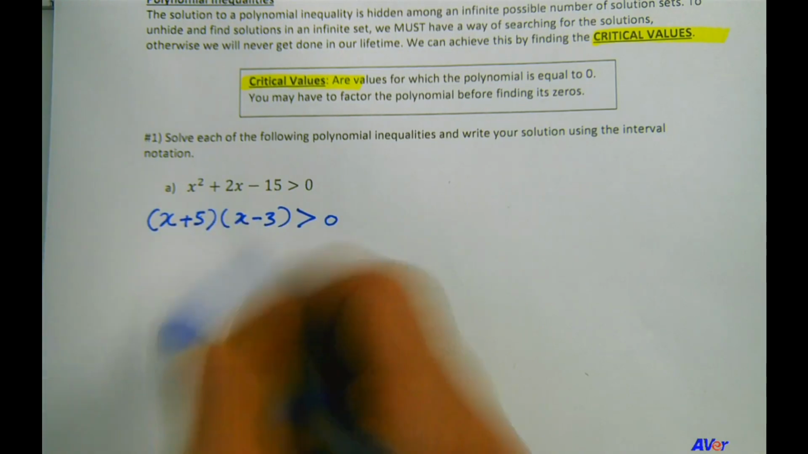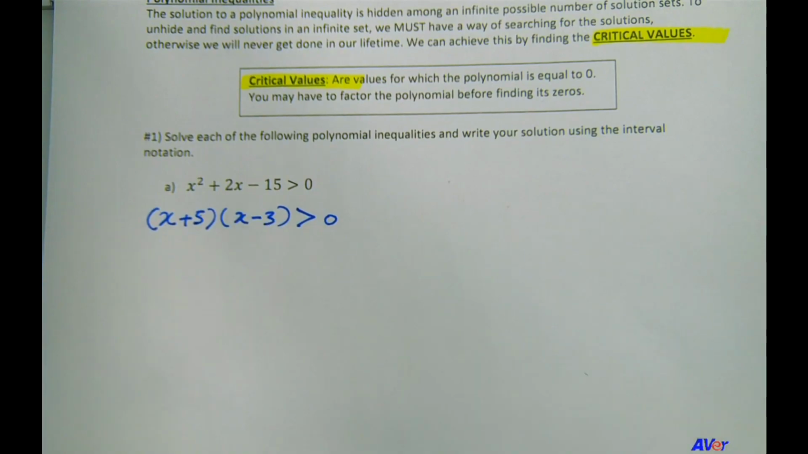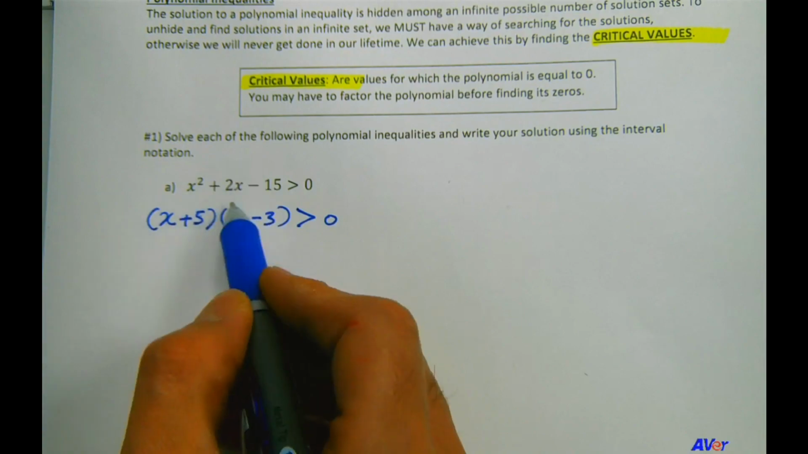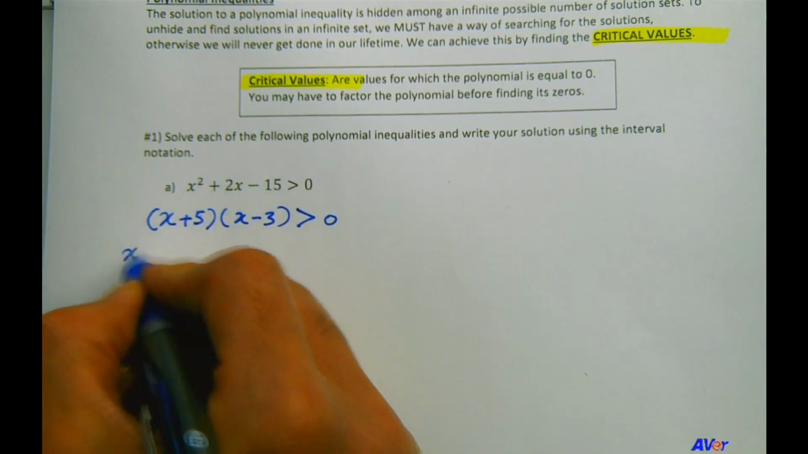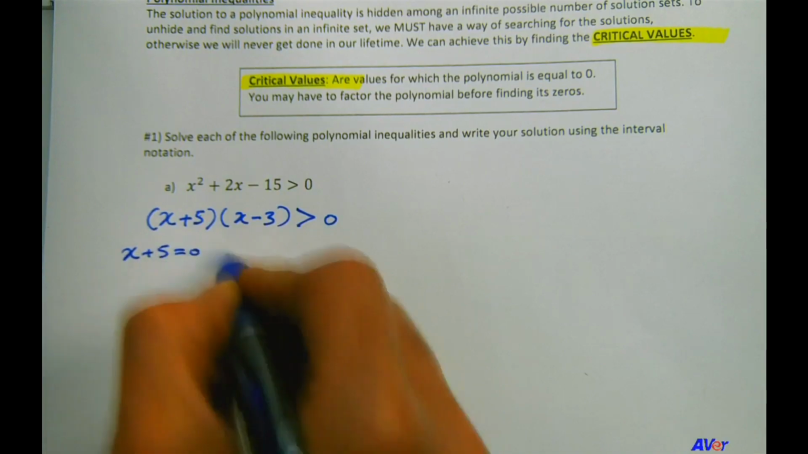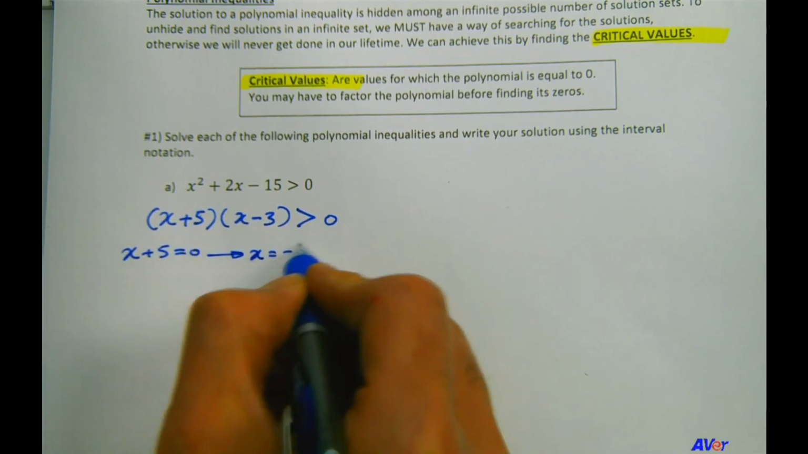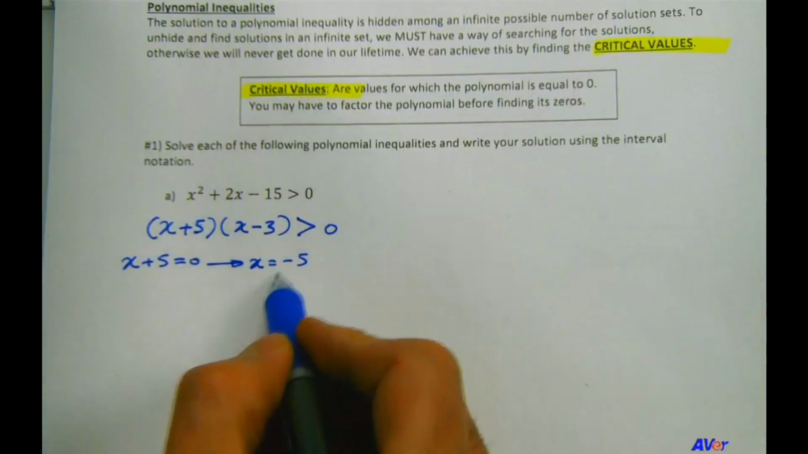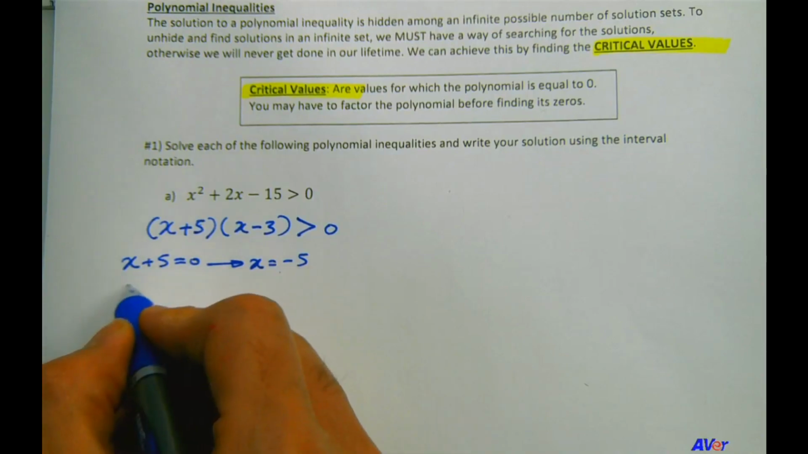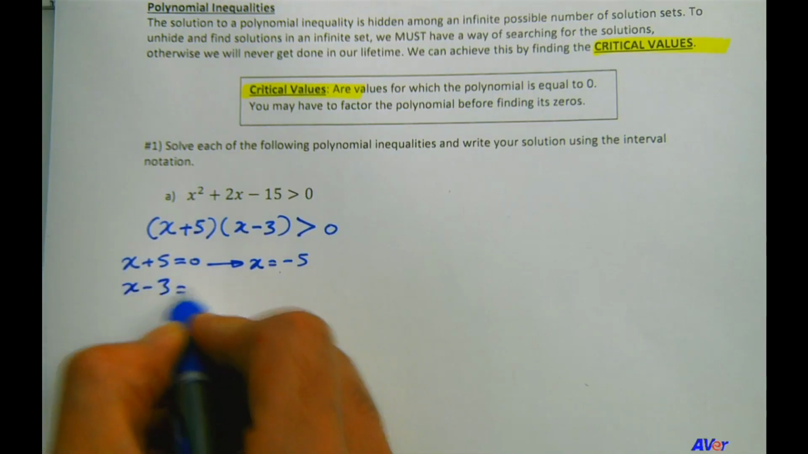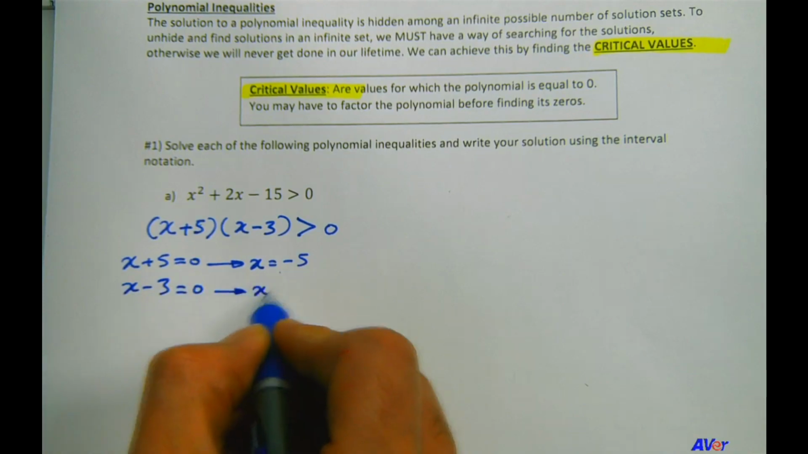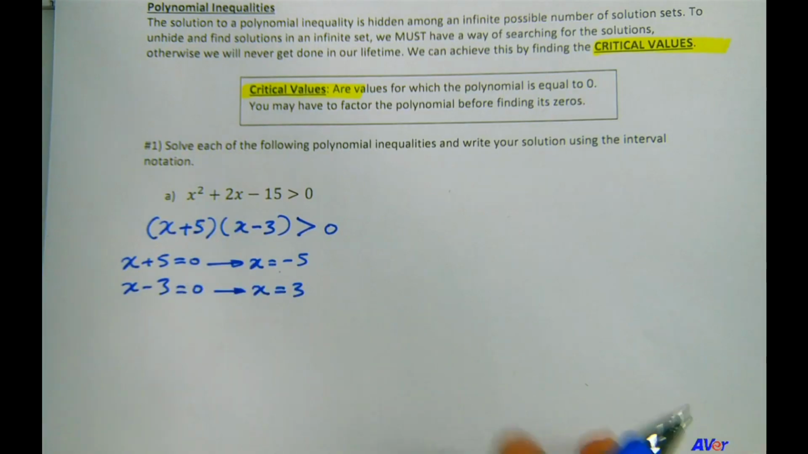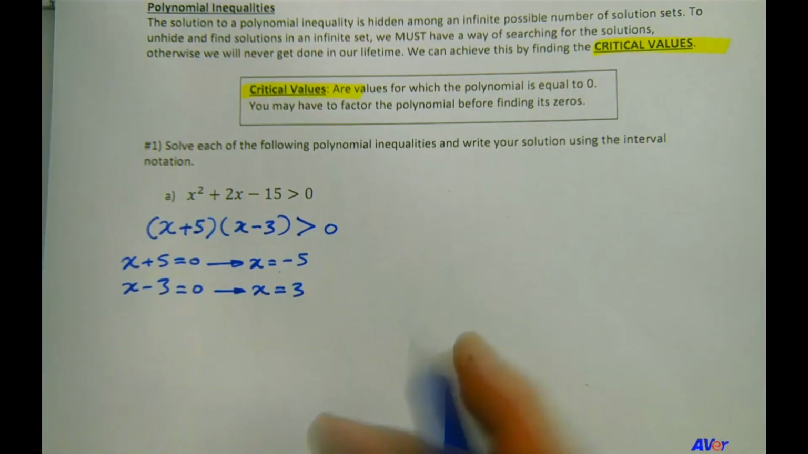Okay? All right, so why did we factor this? Because we can now find the zeros of this polynomial. So let's do that. x plus 5 equals 0, x equals negative 5. That's one of the zeros. That's one of the critical values. That's one of the boundary solutions. And then x minus 3 equals 0. Therefore, x equals 3. We're solving for x from each factor.